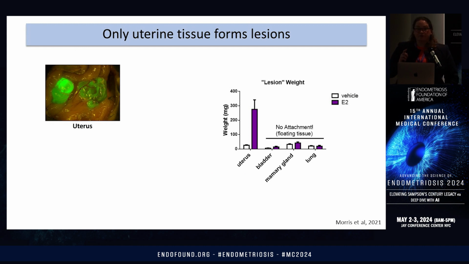So what we also did, because there were a lot of naysayers out there, and I was one of them myself, and I was actually terrified to do this experiment, is we injected uterus, mammary gland, bladder, and lung into the peritoneal cavity.